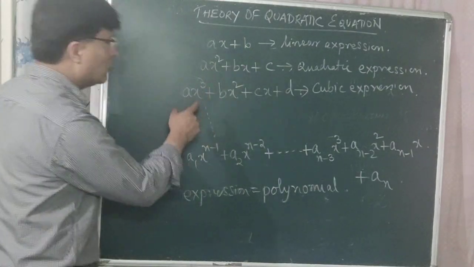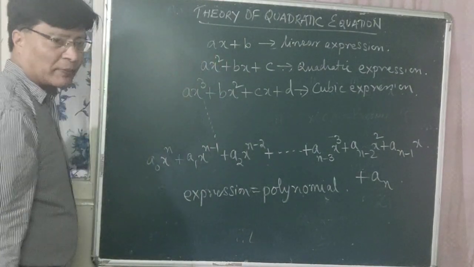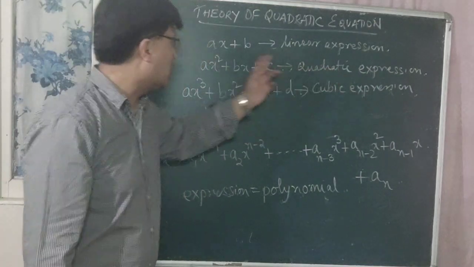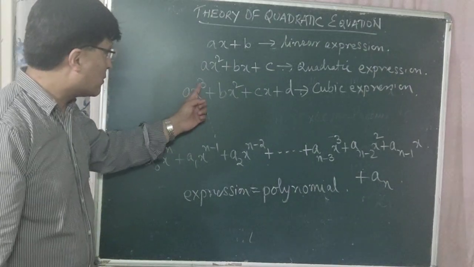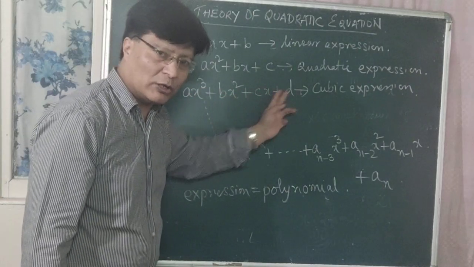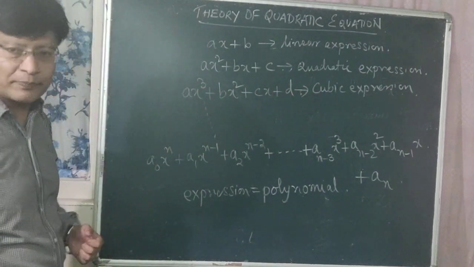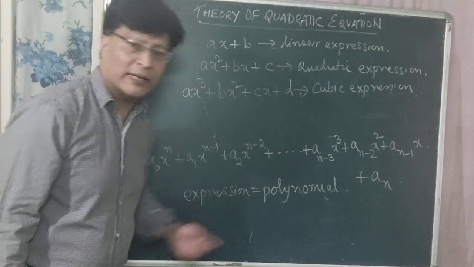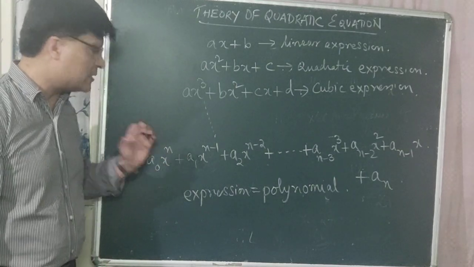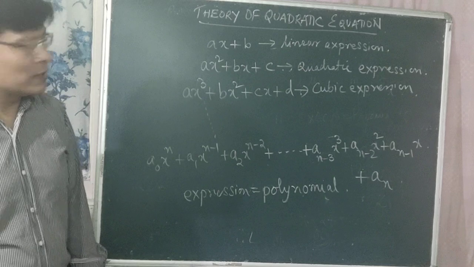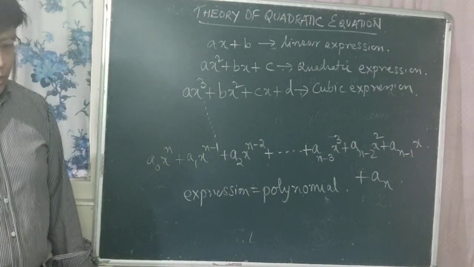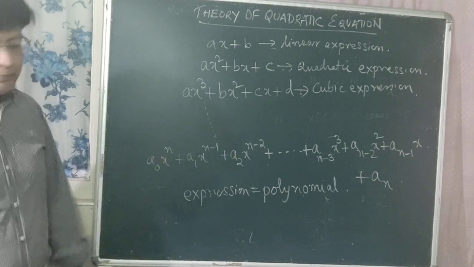Next, in the second example, what is the highest power of x? It is 2. This is also known as a polynomial of degree 2. Here the highest power of x is 3, so this is known as a polynomial of degree 3. And this general expression is known as a polynomial of degree n, because here the highest power of x is n. So these are the examples of expression or polynomial.